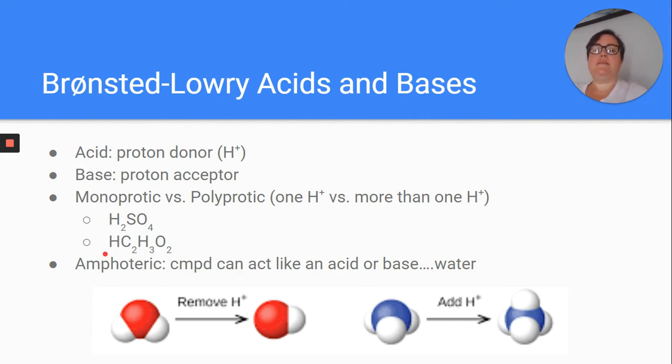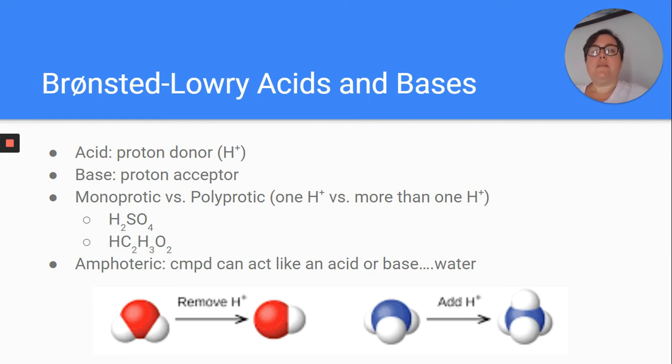Now, amphoteric substances are things that can gain or lose hydrogens. And the only amphoteric substance you have to know about is water. So water, H2O, can gain another hydrogen and form H3O plus, our hydronium ion, or it can lose a hydrogen and turn into hydroxide. So water is amphoteric. It can act like an acid or a base.